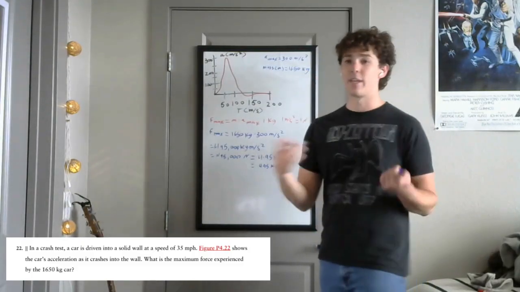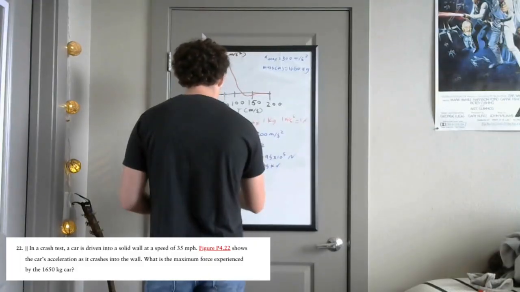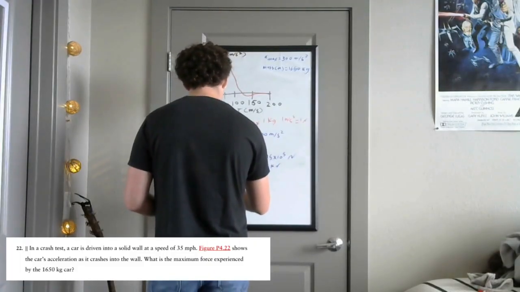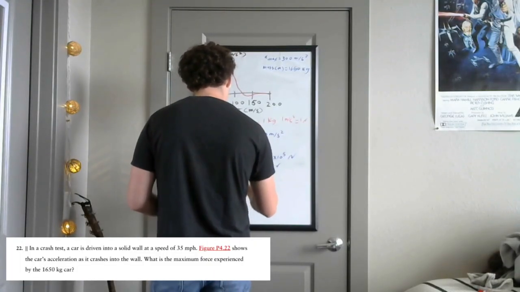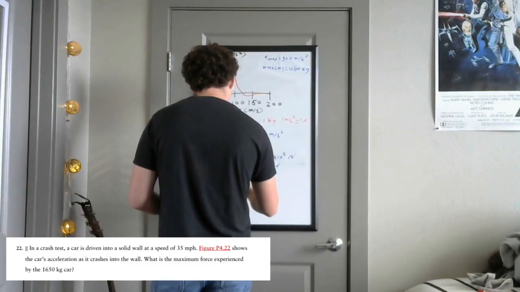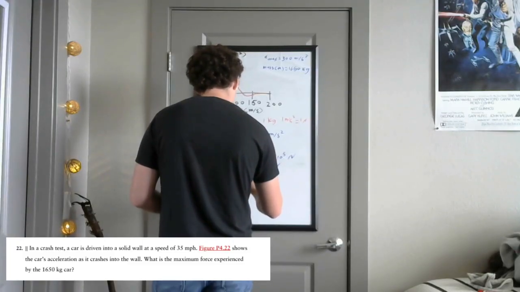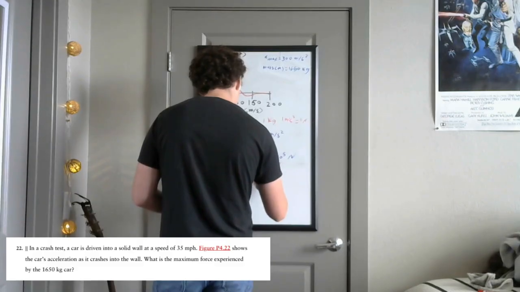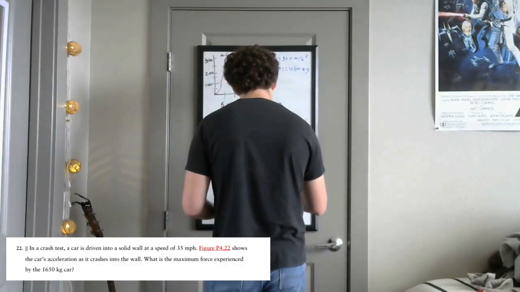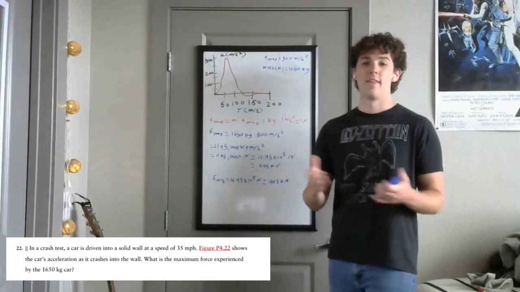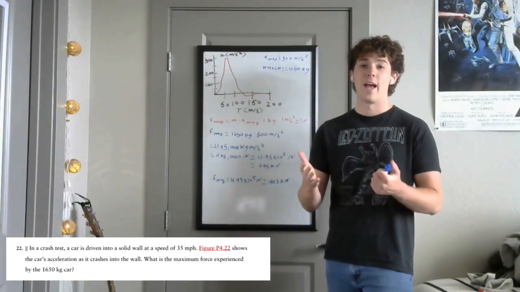So to write that down and to get our final answer, our F max equals 4.95 times 10 to the 5th newtons, or 495 kilonewtons, if you would like to convert that. Thank you very much. And that is the answer to the problem.